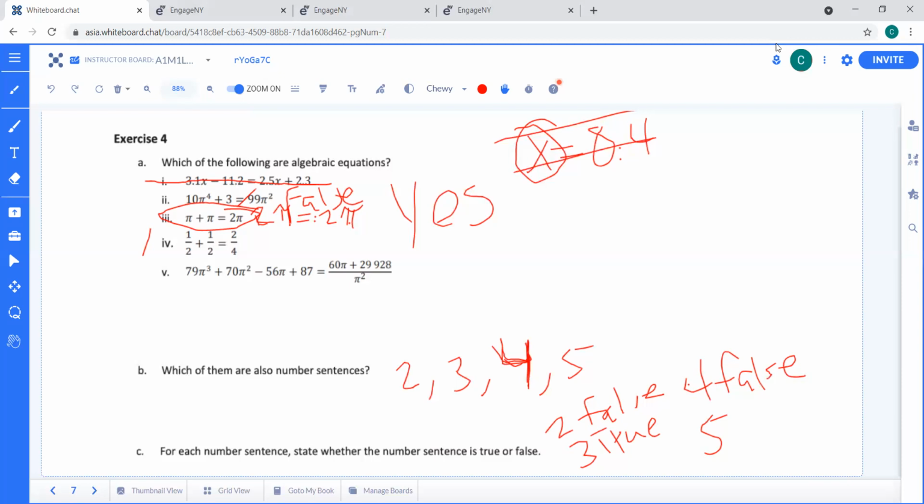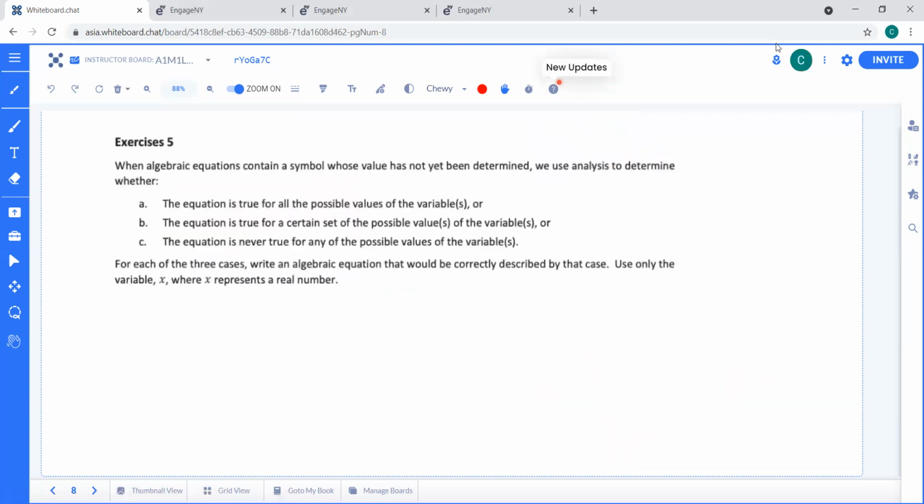I don't think this is going to work out because this side is not going to have a 6 pi. I mean, not going to have a pi cubed. That will not work out. 5 is false as well. All right. Page 8.